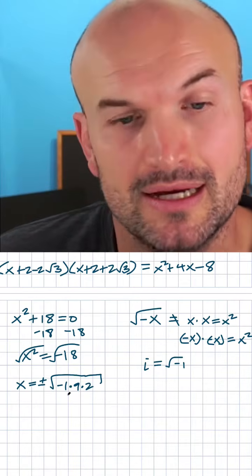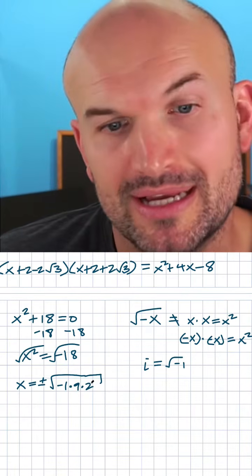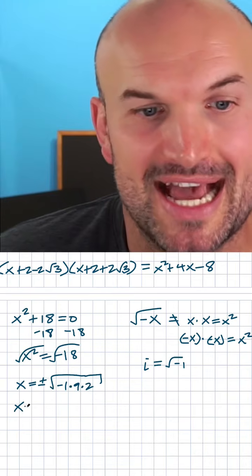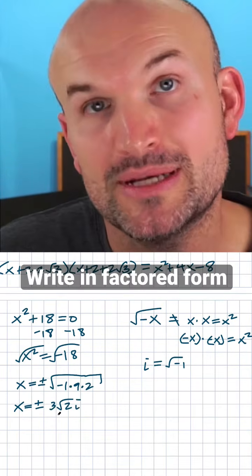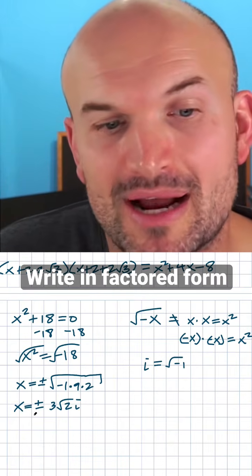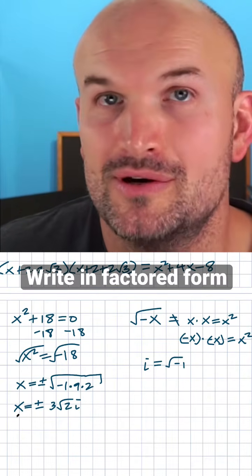Now, as we simplify this radical, I can take the square root of -1, which I'm going to use as i, take the square root of 9, which is going to be 3, and then I'm going to have to leave off the 2. So I have x equals plus or minus 3 square root of 2 i. Now that we know our roots, we can go ahead and rewrite this in factored form. So let's go ahead and do that right now.